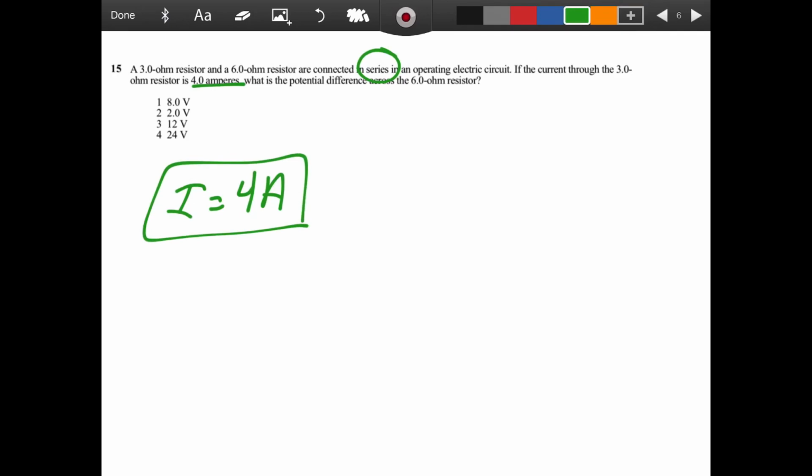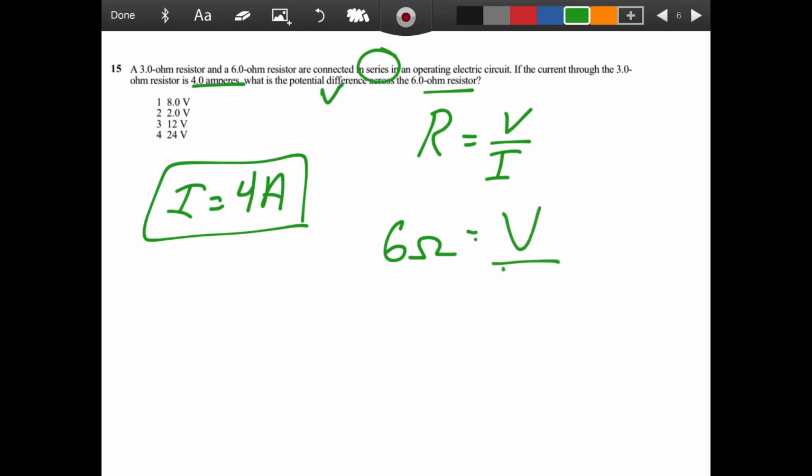Now I want to find the potential difference across the 6 ohm resistor. It doesn't really matter what else is going on in the circuit. Potential difference is voltage, so I'm going to use Ohm's law. We're given that it's a 6 ohm resistor, we're looking for potential difference, and I know that the current is 4 amps. So multiply that out, and we should have 24 volts as our final answer.